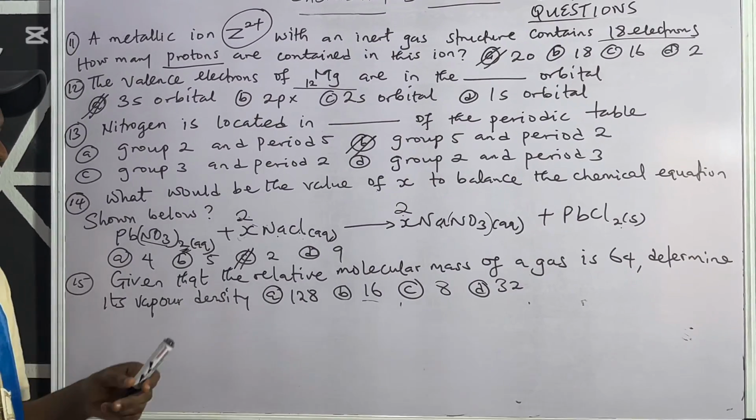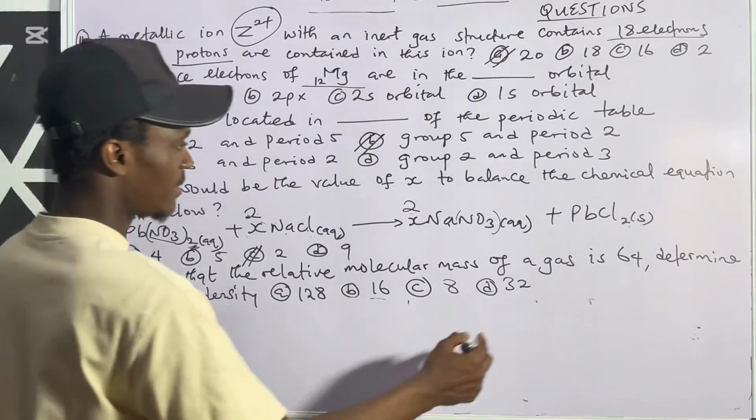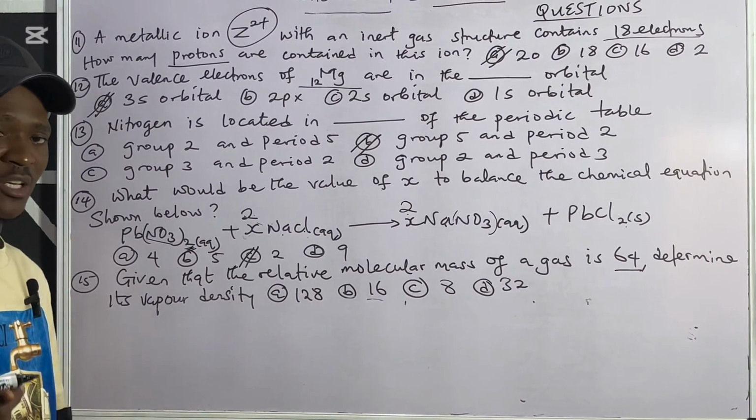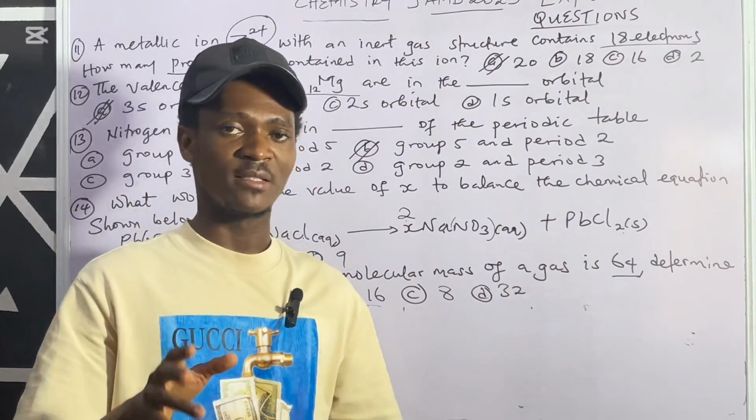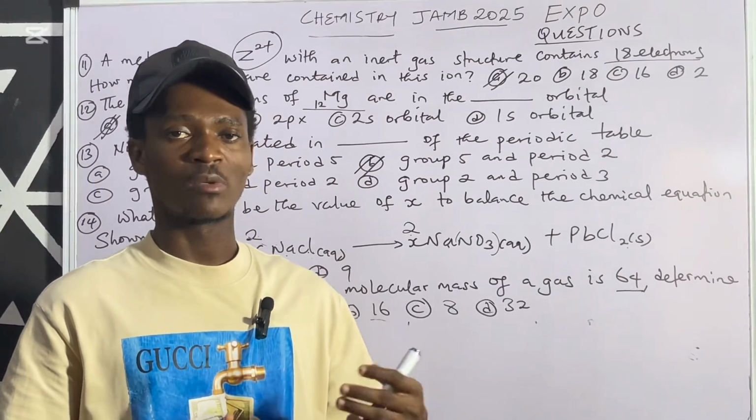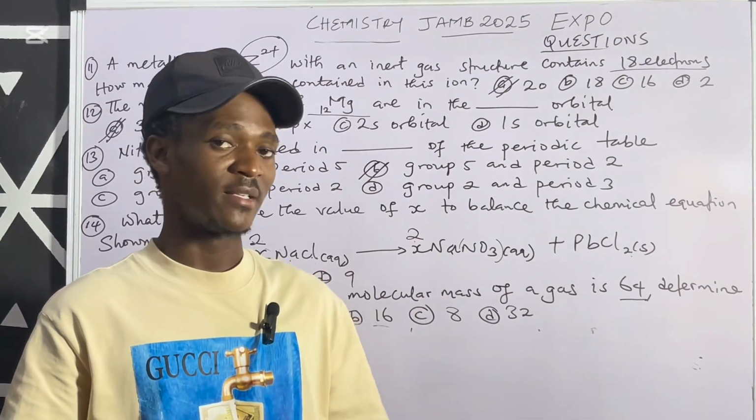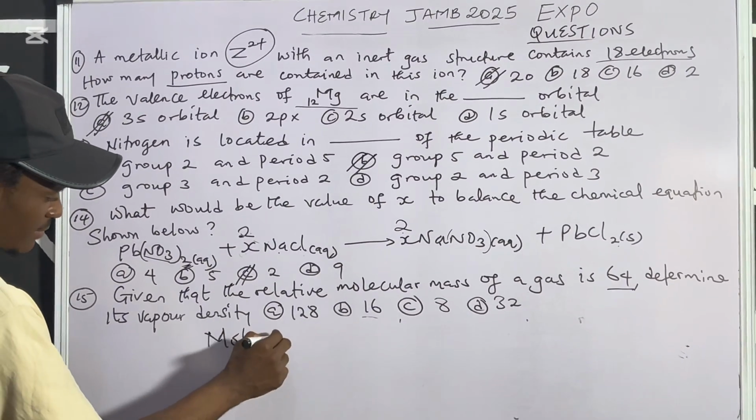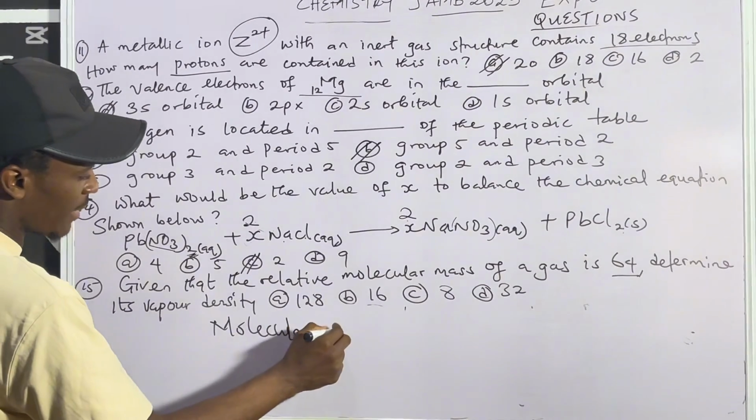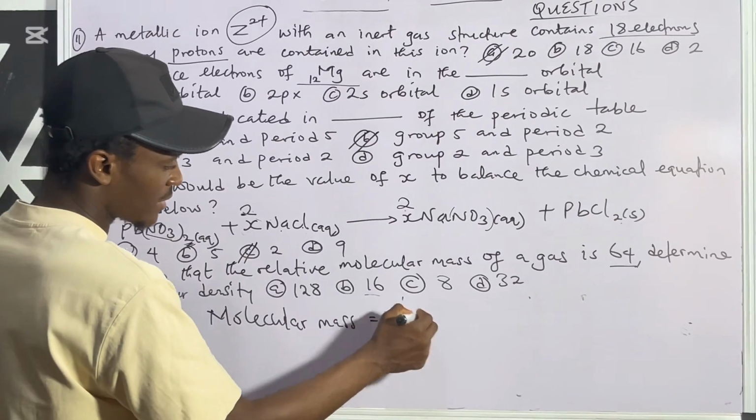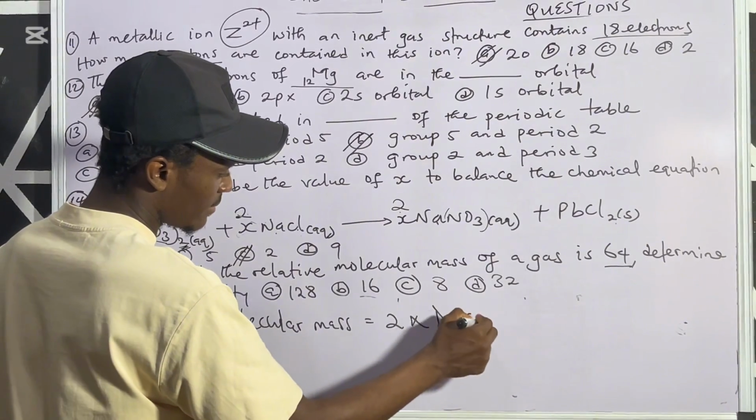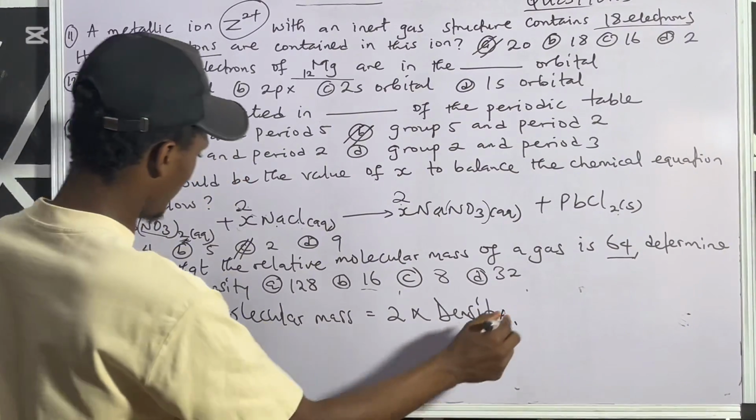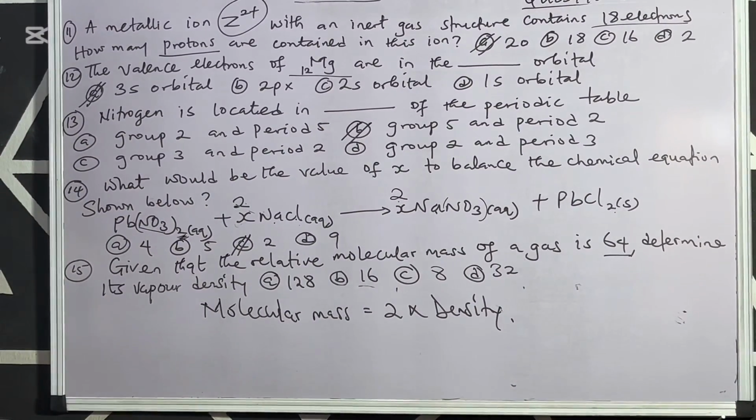Then question 15. Given that the relative molecular mass of a gas is 64, determine the vapor density. Now, what's the relationship? Please, you must remember this. The relationship between molecular mass and vapor density or density is given as molecular mass is equal to 2 times density. All right? 2 times density or vapor density, whichever one.